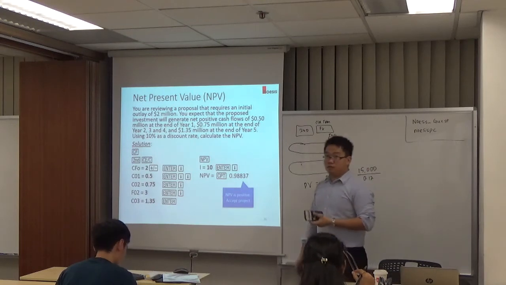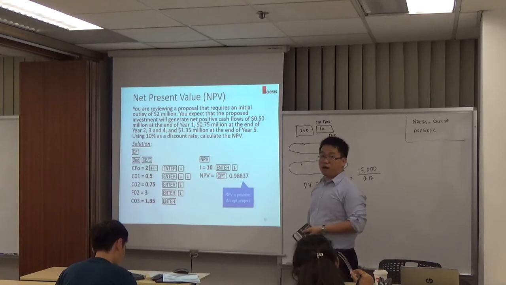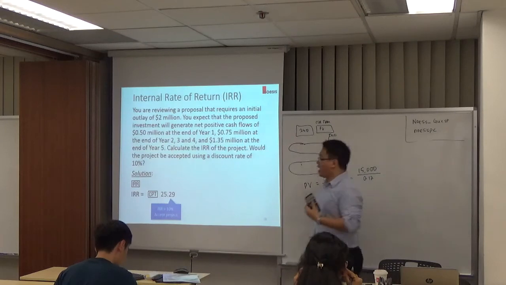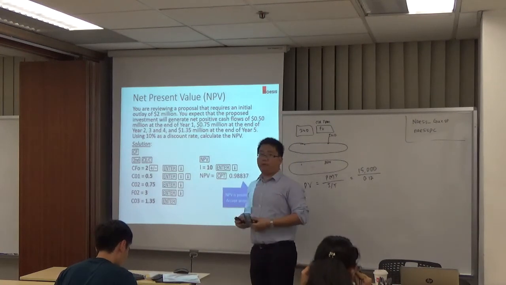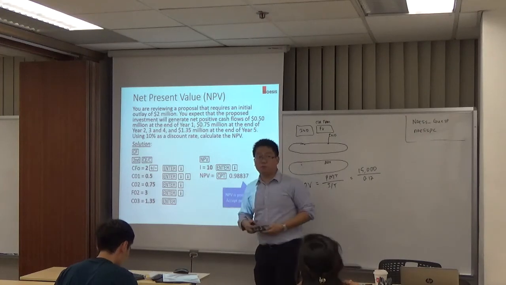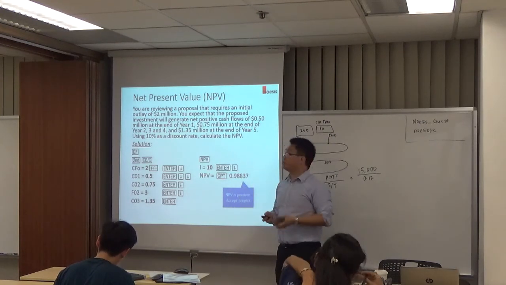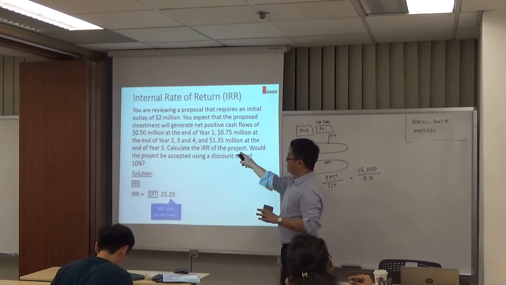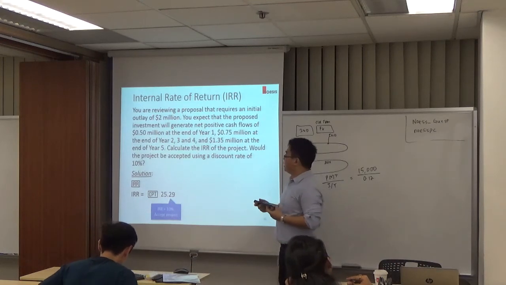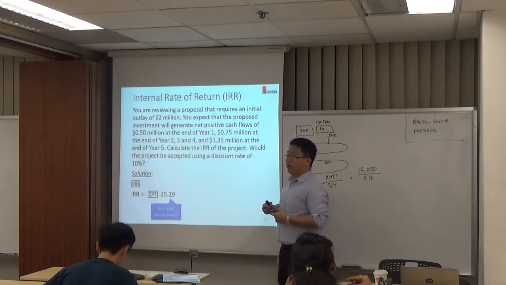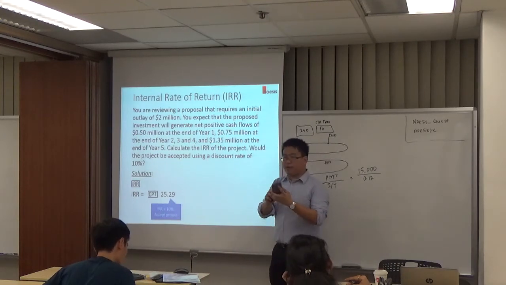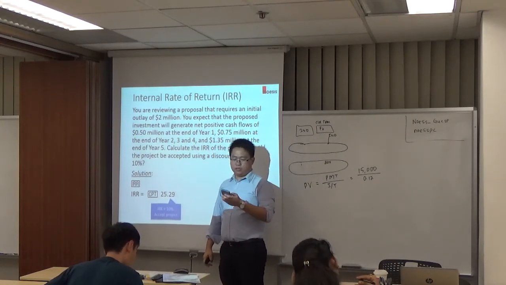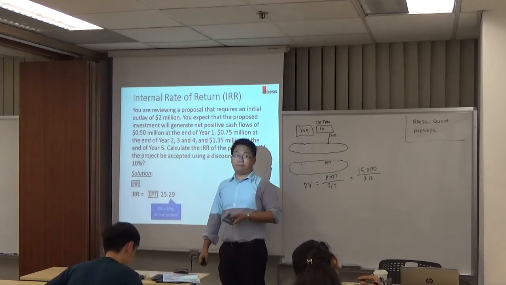Now, another very popular tool for CFOs is what we call IRR, the internal rate of return. This is basically asking a question: how high can my discount rate go before my project becomes unprofitable? What's my break-even rate? Using the same project earlier, you don't have to change anything. Let's say in this case, calculate the IRR of the project. Would the project be accepted using a discount rate of 10%? To get the IRR, assuming your cash flows are still there, just press IRR and press compute. That's the only thing you need to do. Then you'll get about 25.29%.